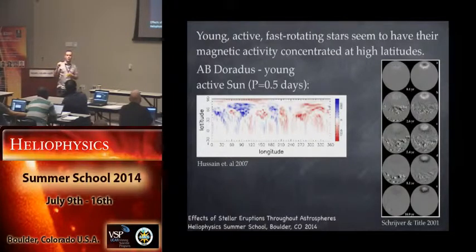On the sun, we usually see the active regions not higher than 30 or 40 degrees in latitude. And we see it also in other stars, that the magnetic activity seems to be concentrated at high latitudes from the equator.